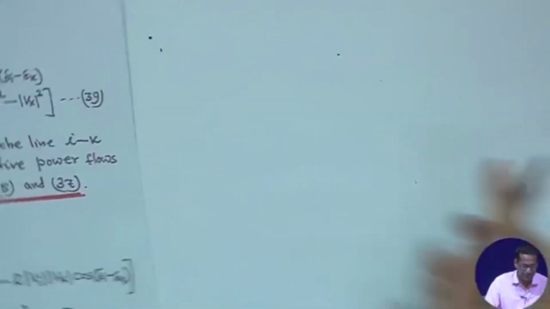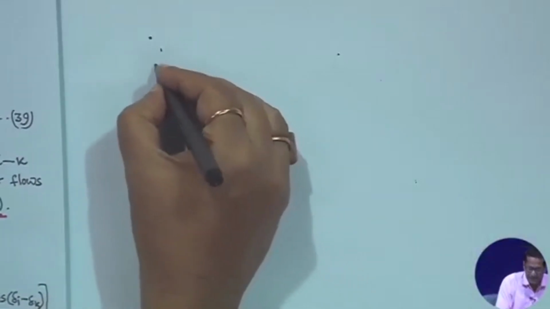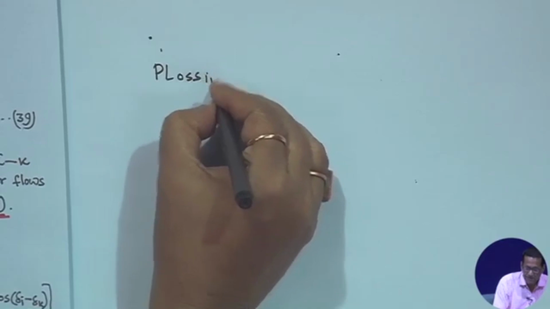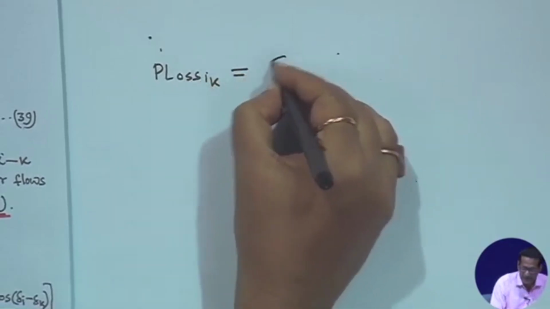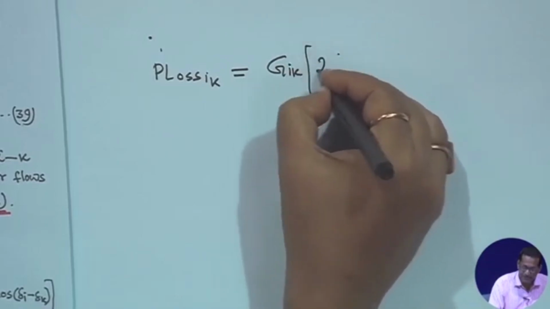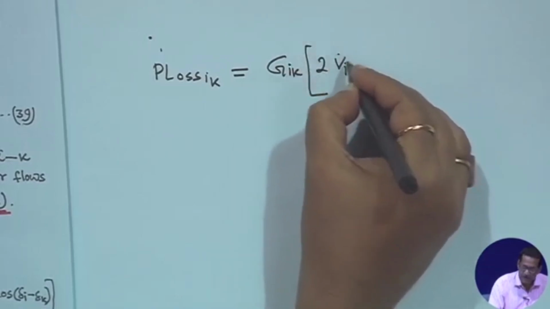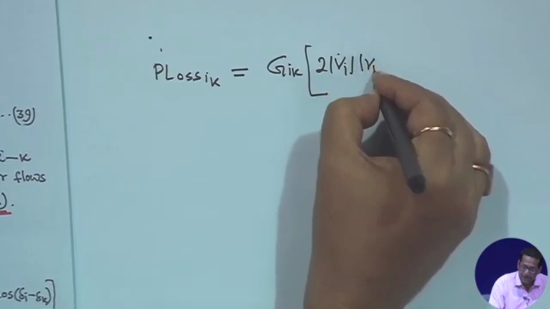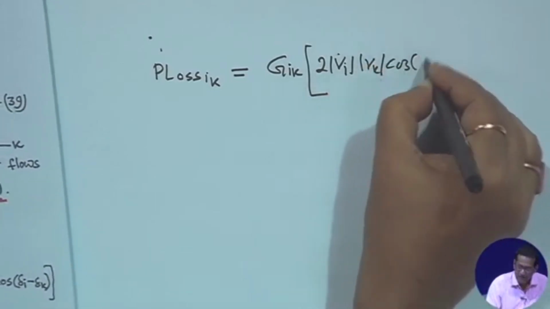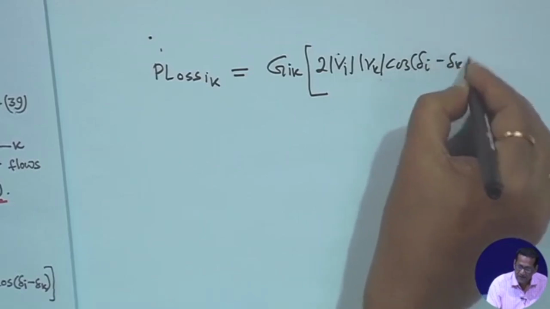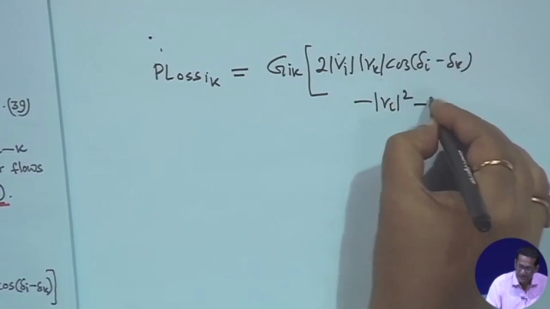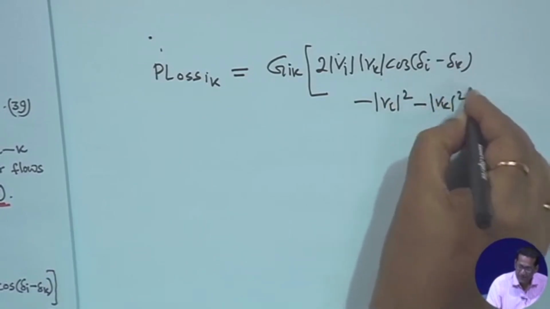If this P loss ik is equal to G ik, 2 Vi Vk, right, then cosine delta i minus delta k, minus Vi square minus Vk square.